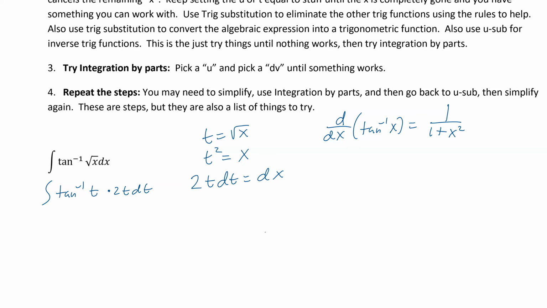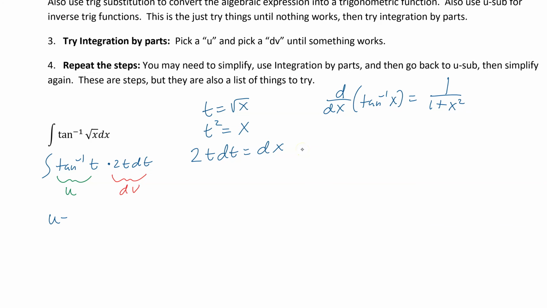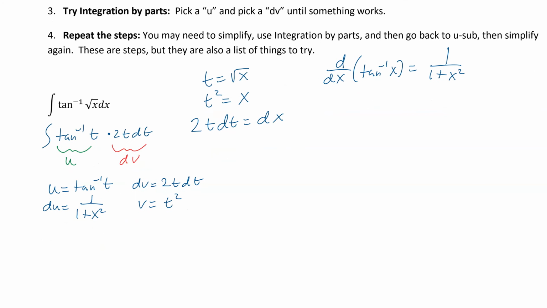And now we can see that this is our u and this is our dv. And why am I picking this to be the u? Because that's the derivative that we have. So if I say u equals inverse tangent of t, that means du equals 1 over 1 plus t squared. And my dv is equal to 2t dt. So my v is equal to just plain old t squared, which is nice. All right, so now we go t squared inverse tangent t, and that's done, right? We still have to plug in the radical x at the end, but that part's done.